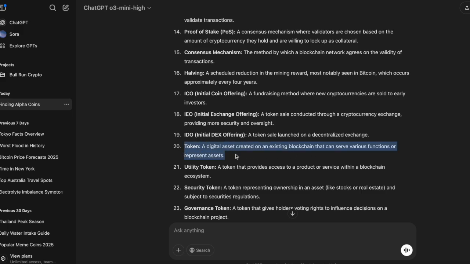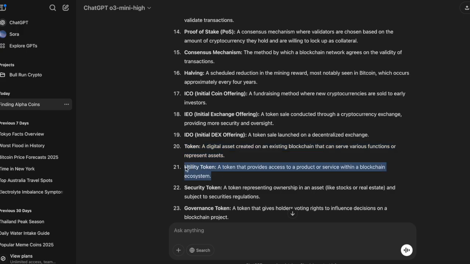Token, a digital asset created on an existing blockchain that can serve various functions or represent assets. So a meme coin built on Solana is a token, but they call it a coin. But it's truly a token. If you look at Ethereum, coins or tokens that are built on top of Ethereum, like Chainlink and some of these others. Although you'll notice sometimes a token will try to convert into a coin.